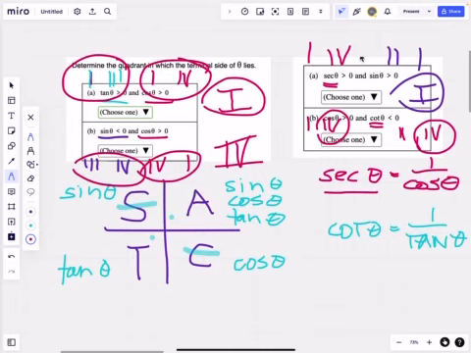So I hope this helps you with this concept. It's a matter of looking at the clues and trying to figure out the appropriate location. So put on your sleuth hat, and I'll see you next time.